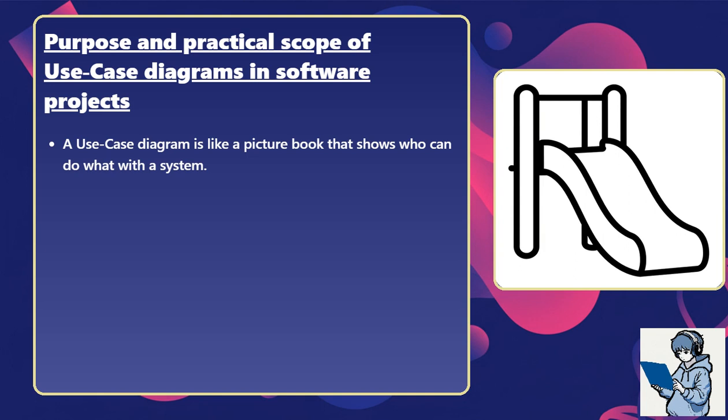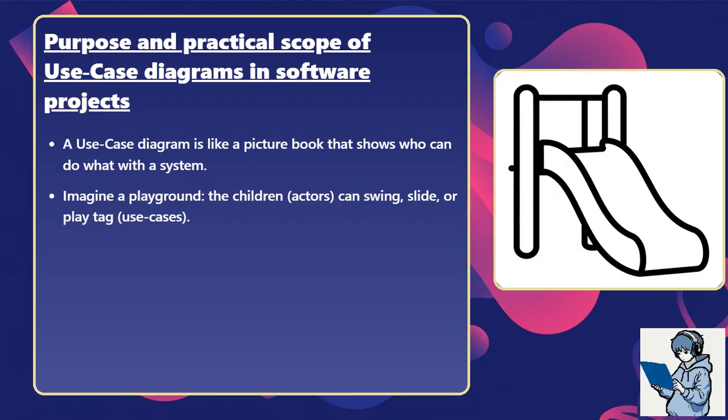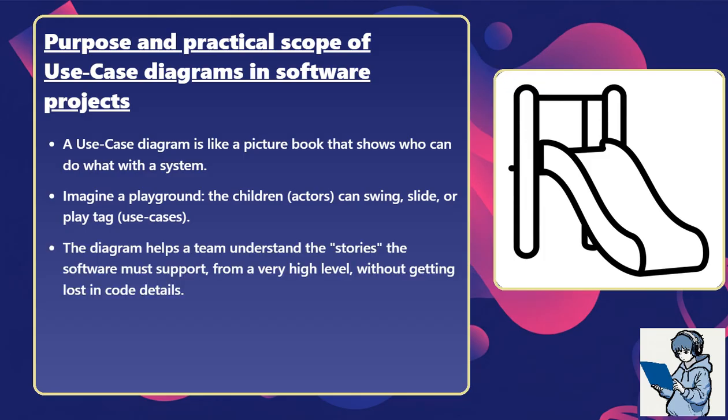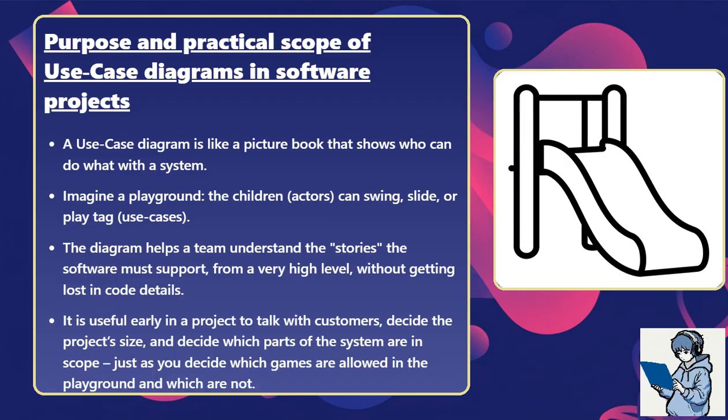A use case diagram is like a picture book that shows who can do what with a system. Imagine a playground. The children, the actors, can swing, slide, or play tag, the use cases. The diagram helps a team understand the stories the software must support from a very high level, without getting lost in code details.